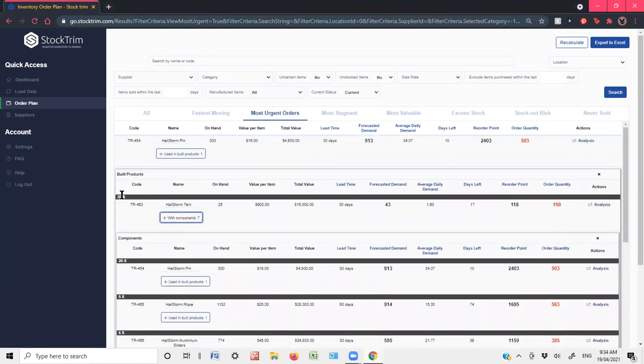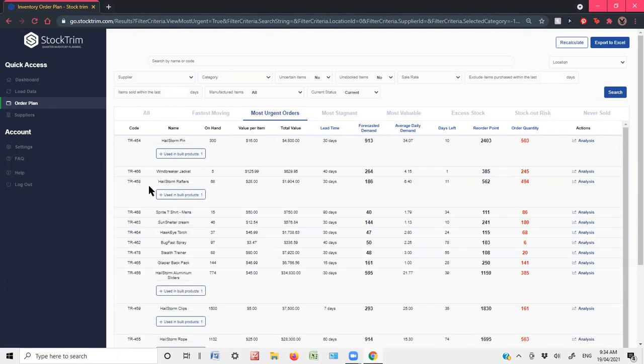We also show the amount of each component that's required to be built up into making each tent. So in this case, I need 20 units of each pin, 8 pieces of each rope, etc., to make up a finished tent.